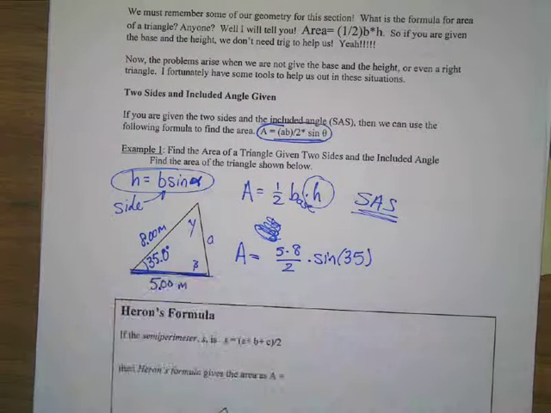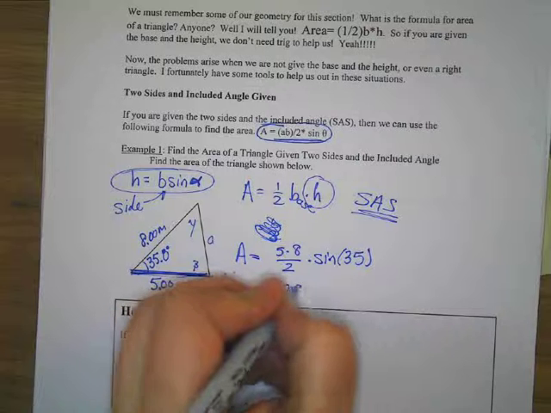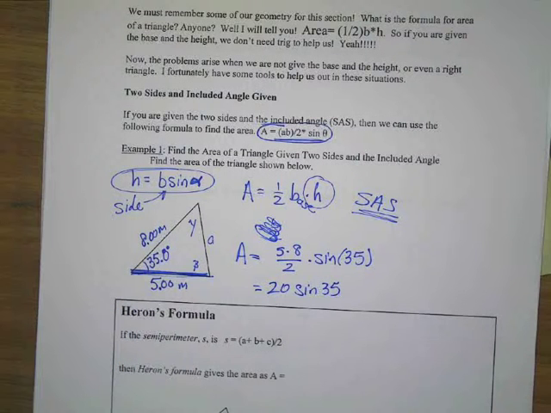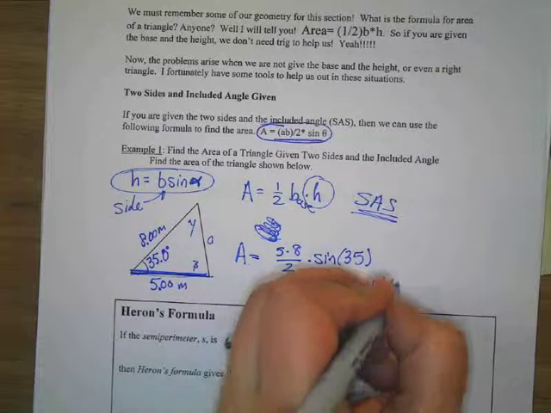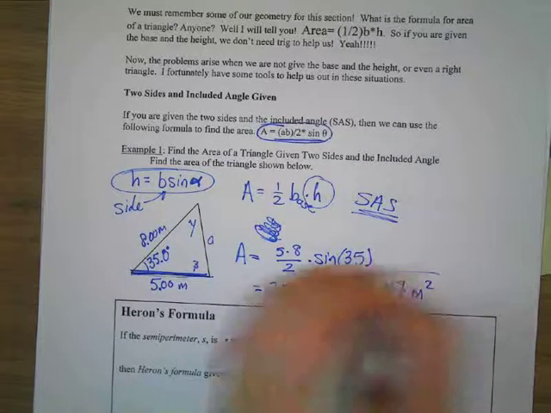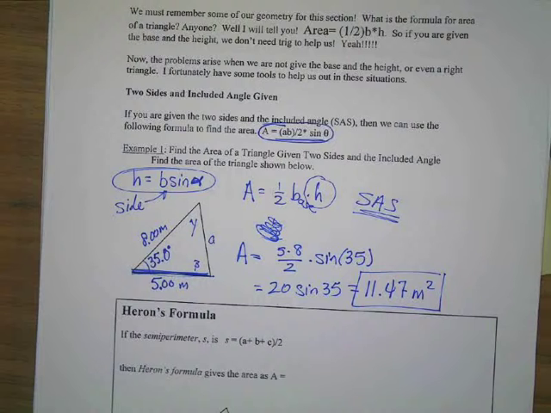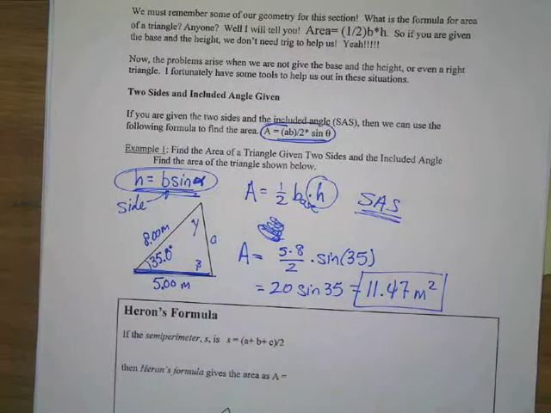What's that, 20? And I do not know the sine of 35. What did you get for the area? 1.47? Yeah. Okay. And that only works for side angle side because of that height formula that we learned in section 6.1. Is that okay?